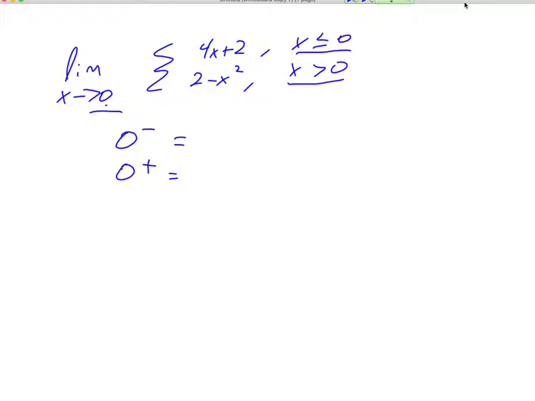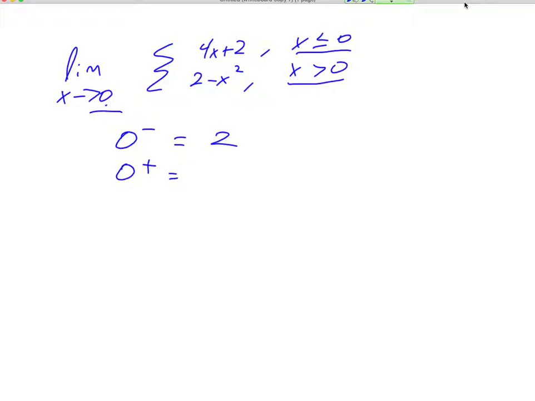So, if I want the limit from the left, which one of these pieces do I want to plug into? The top or the bottom, and why? The top, because x is less than or equal to 0. The left side of 0 is less than 0. So that's where I want to plug in. So I plug 0 in, what value do I get? I get 2.